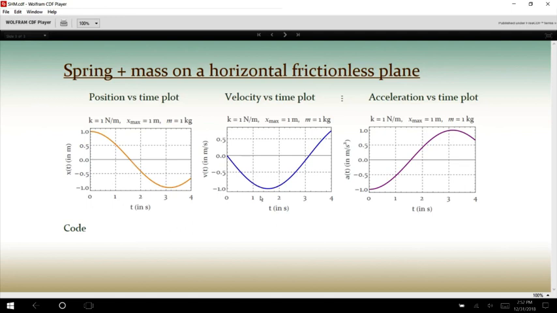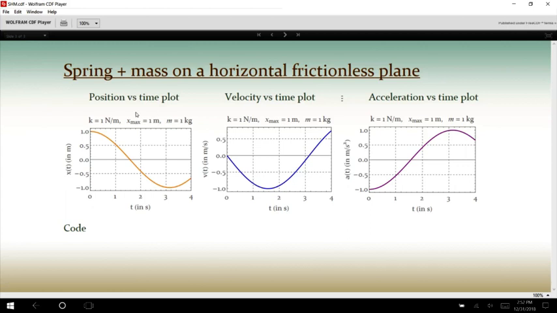And similarly, we can also plot the velocity of the block as a function of time and its acceleration as a function of time. These three plots have been generated for some known values of the spring constant, x max, and the mass of the block. So I've assumed that the mass of the block is 1 kilogram.